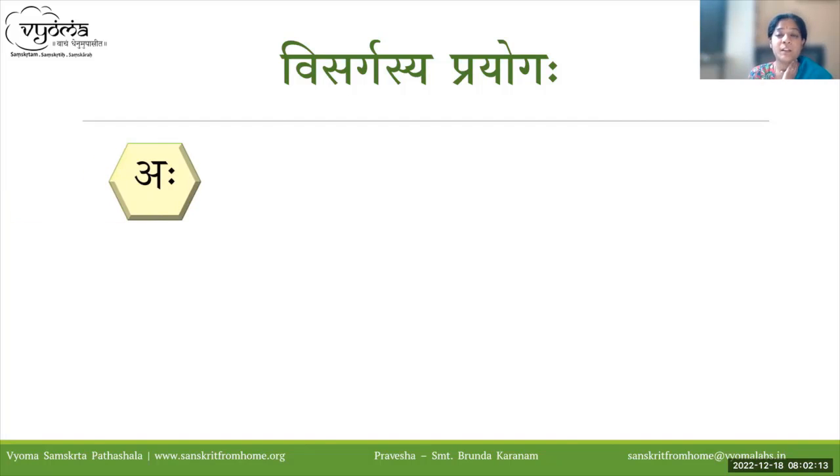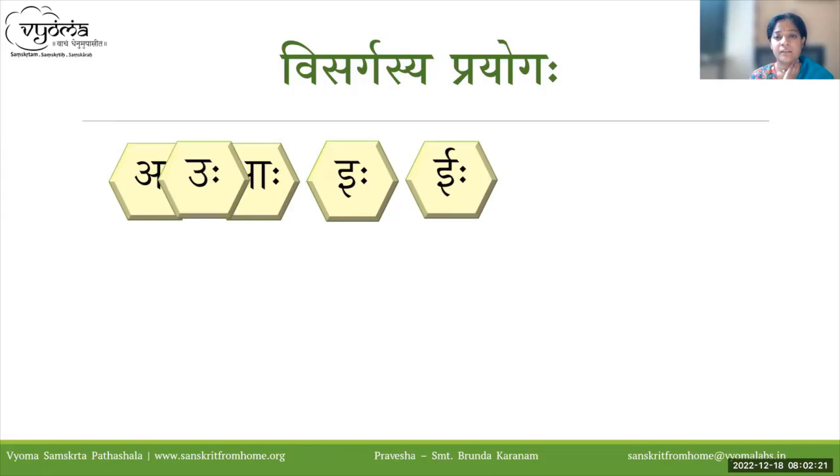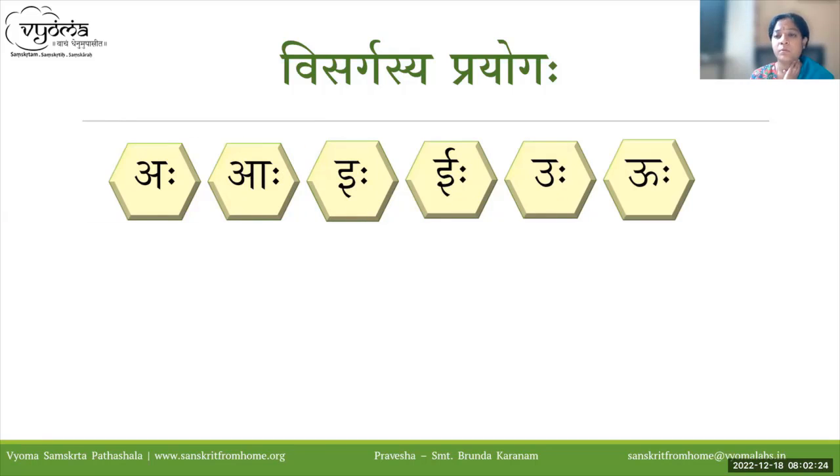Now let us see the usage of visarga. Aha, aha, ihi, ihi, uhu, uhu. One thing we must note is whether the visarga is preceded by a short letter or a long letter, the duration of pronouncing the visarga is the same. So whether you say aha or aha, only the vowel is getting elongated here. You're hearing, but the pronunciation of the visarga, that duration remains the same.